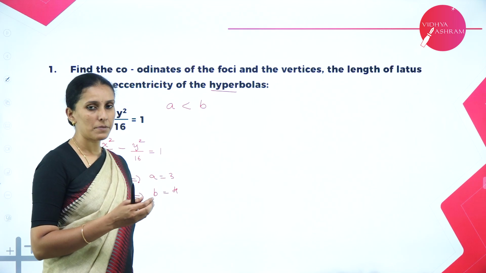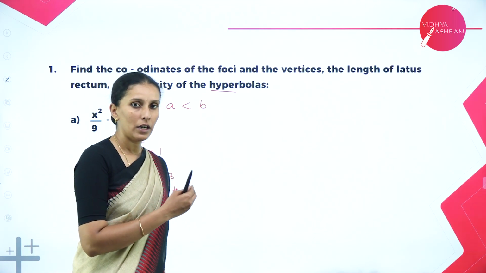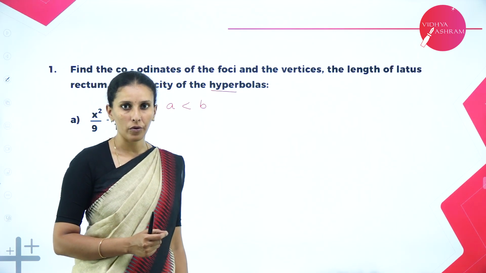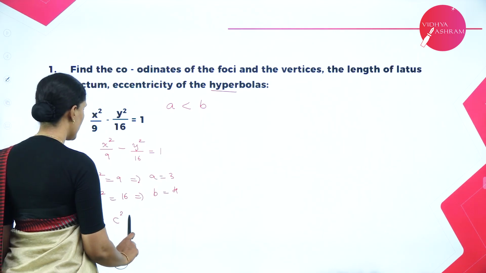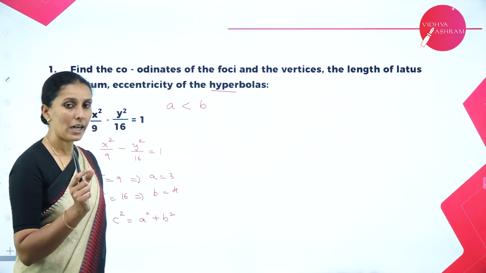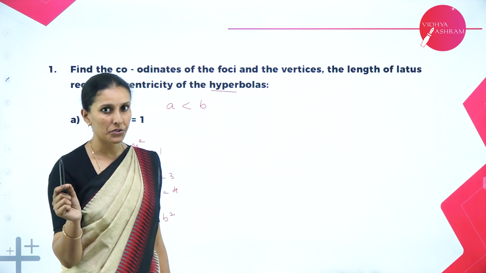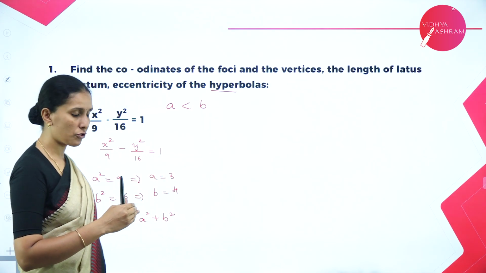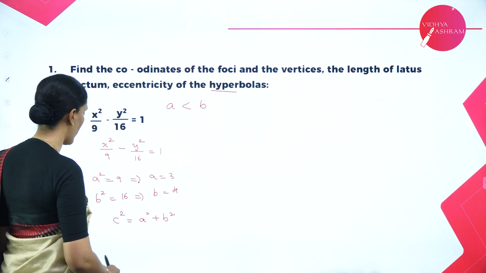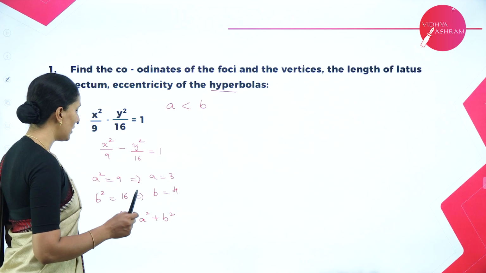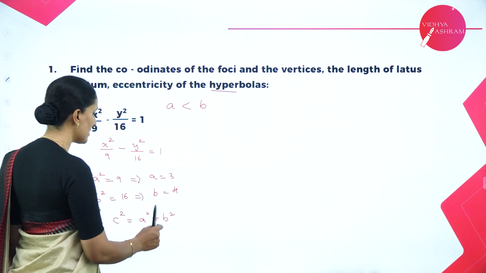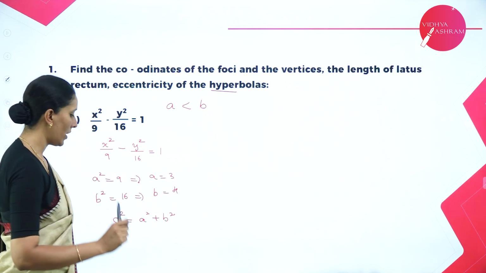As in the case of an ellipse, we have a relation between the transverse axis, the conjugate axis and the distance of the center and the foci. That is given by c square is equal to a square plus b square. There we had a relation a square is equal to b square plus c square. So the unknown quantity can be interchanged to find the value. Here the relation is c square is equal to a square plus b square, where c represents the distance of the foci from the center, a represents the length of the semi-transverse axis, and b represents the length of the semi-conjugate axis.